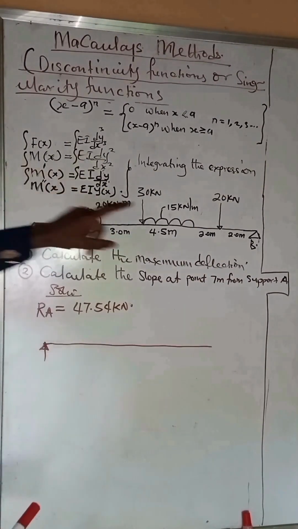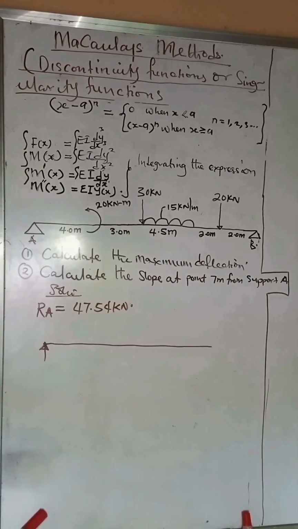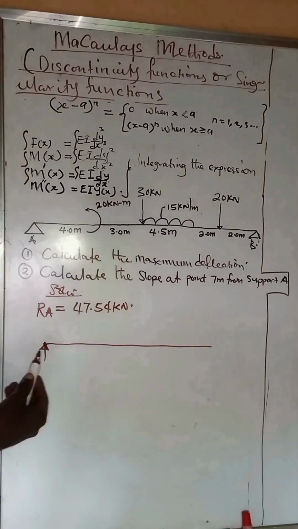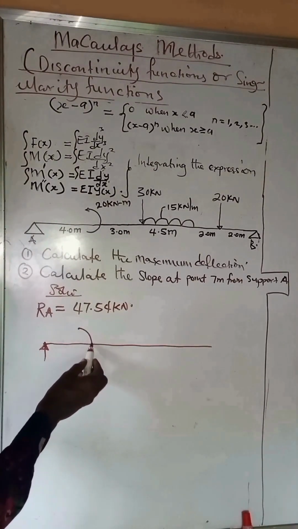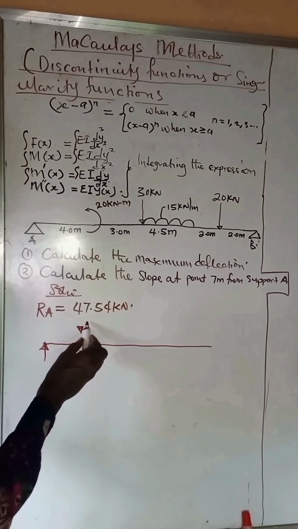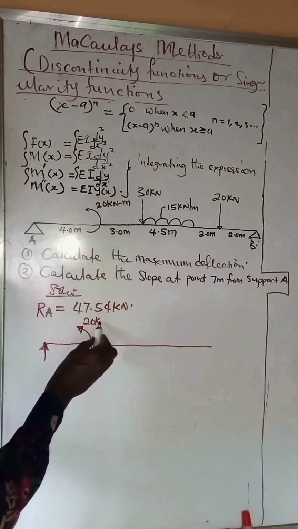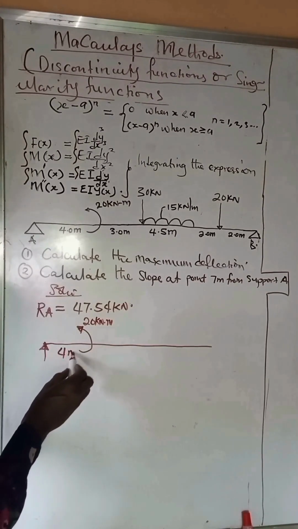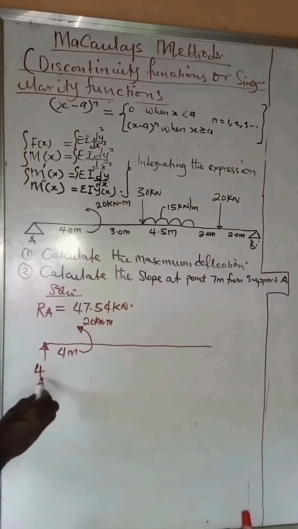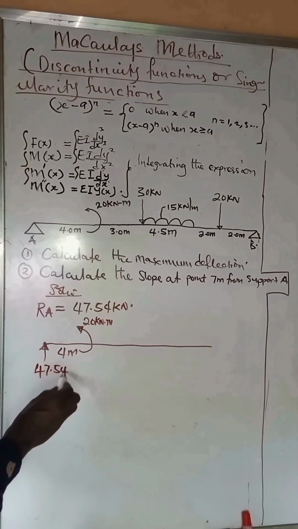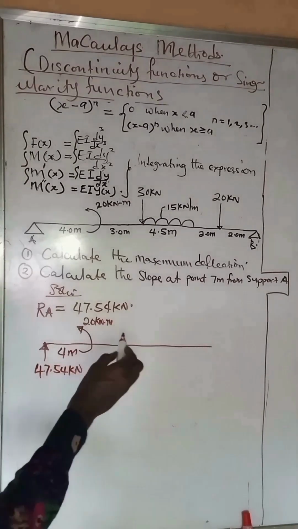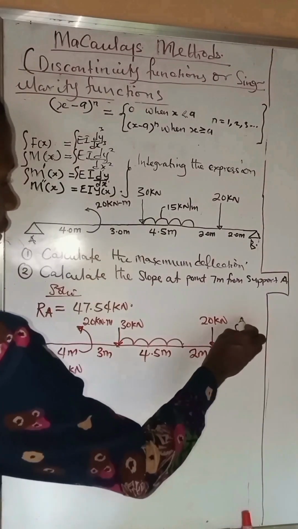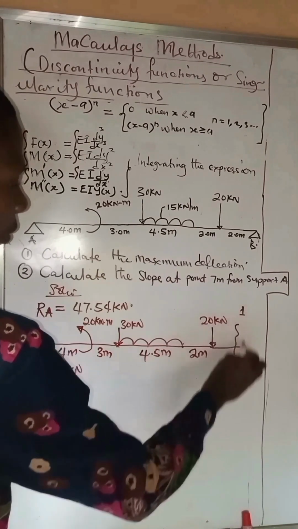Now, among these load zones, this is the last of the load zones. So if this is the last load zone, we are going to cut a section across the last load zone. Please, let's go over and say this becomes our moment. Yes, 20 kilonewton. Yes, 4 meters. Remember, here is 47.54 kilonewton. Here we have, let's call the section 1, 1.